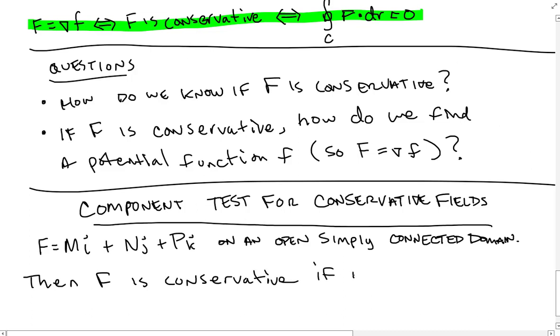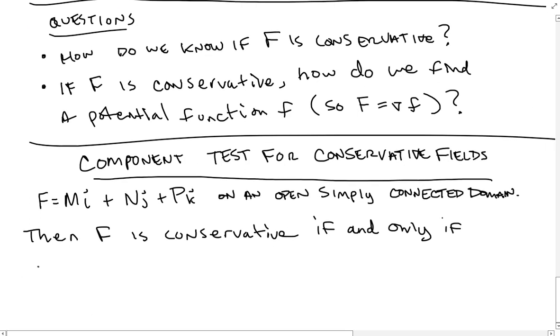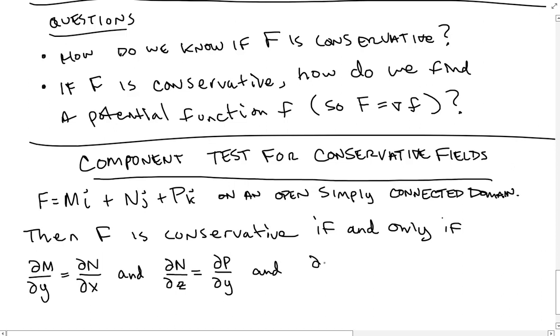if and only if, so again that means these statements go both directions, the following are true, and you have to compute some partial derivatives. There are three equations here. The partial derivative of M with respect to y is the same as the partial derivative of N with respect to x. Then the partial derivative of N with respect to z is equal to the partial derivative of P with respect to y. And last, if the partial derivative of P with respect to x is equal to the partial derivative of M with respect to z, then the field is conservative. So you want to compute all three of these and make sure that they are equal to each other.